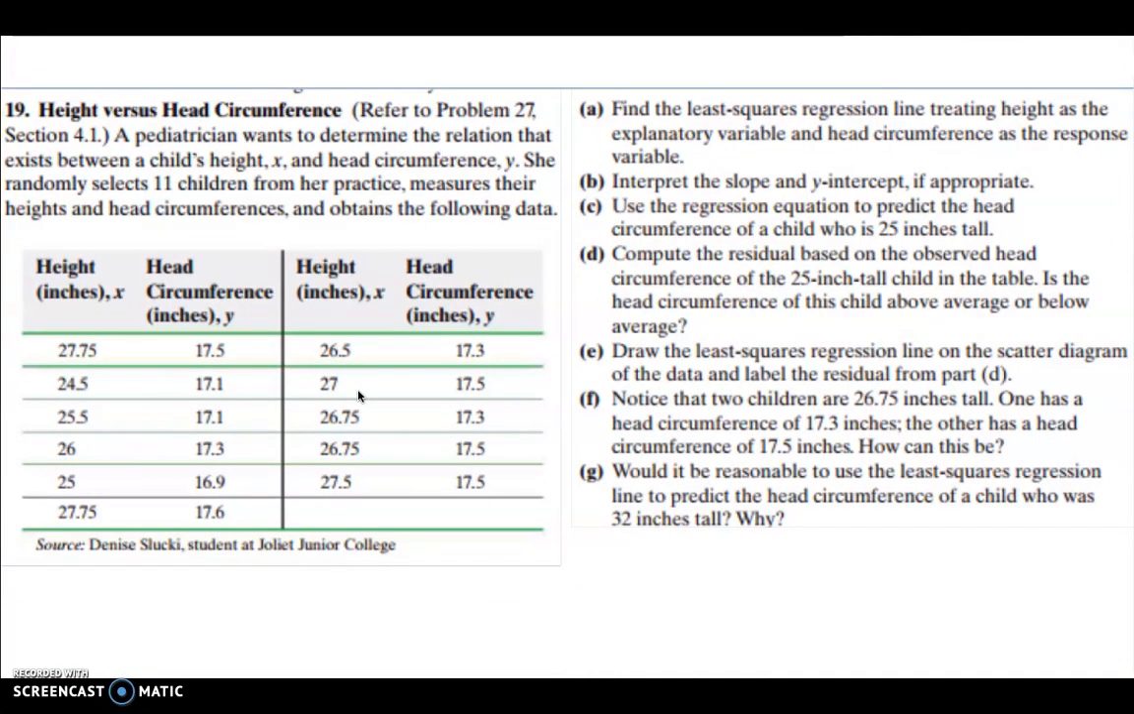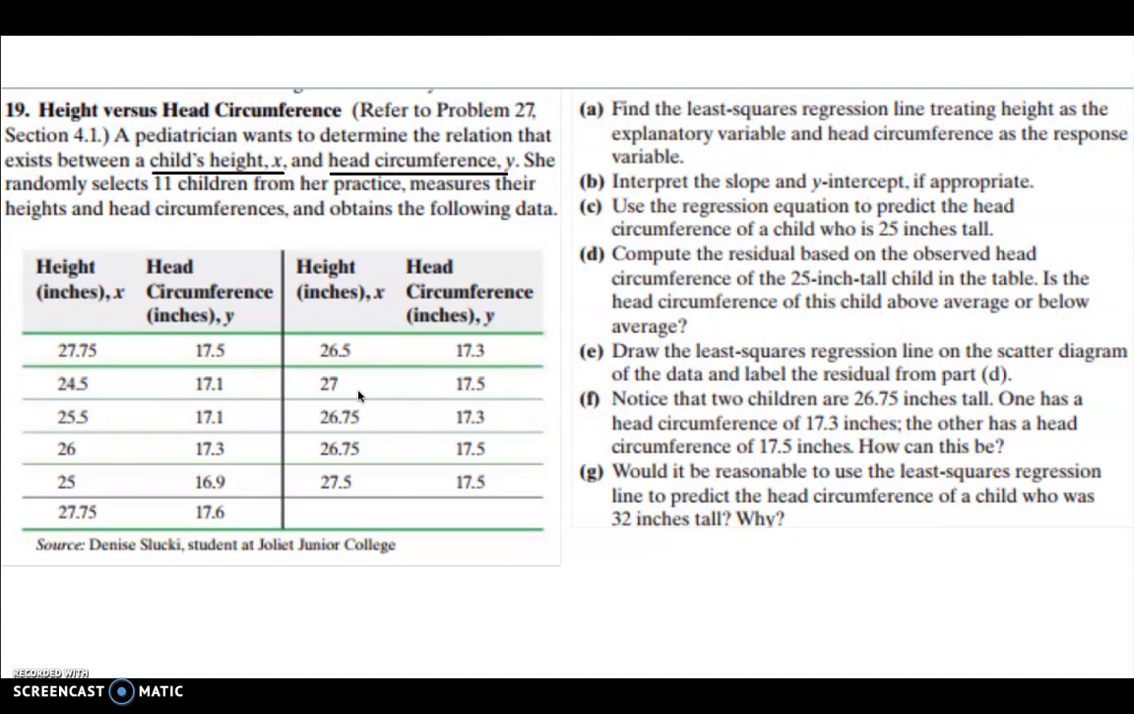Okay. So now we're going to look at height versus head circumference. Again, it references back to a question, but we have our data here, and we've got a pediatrician who wants to determine the relation that exists between a child's height, x, our explanatory variable, and the head circumference, which is a response variable. She randomly selects 11 children from her practice, measures height and head circumference, and obtains the following data. So this would be one individual, this would be a second, a third, and so on. And then she looked at 11.